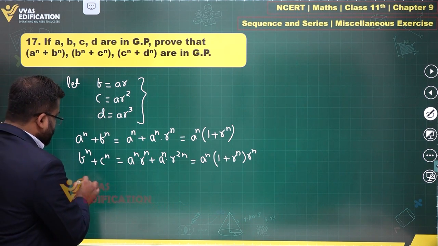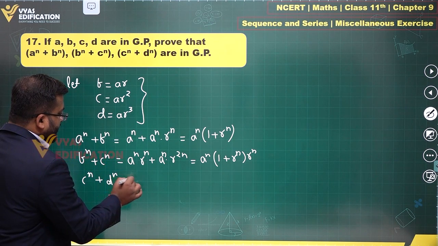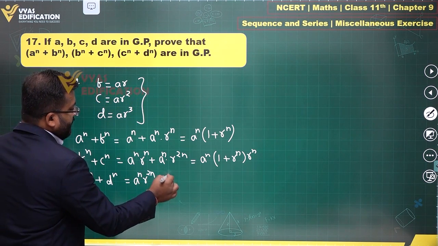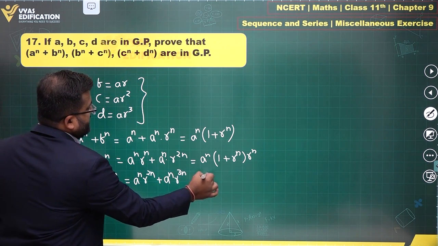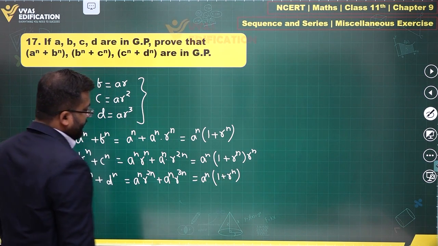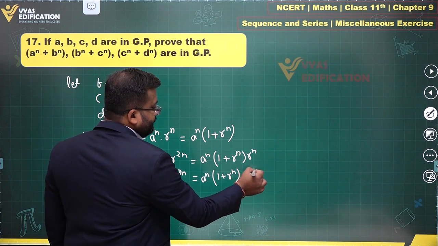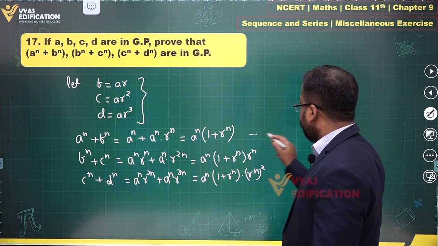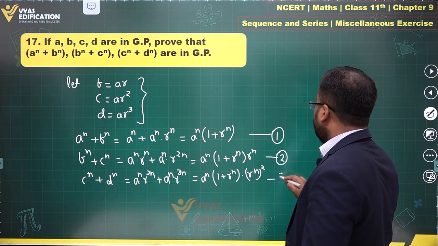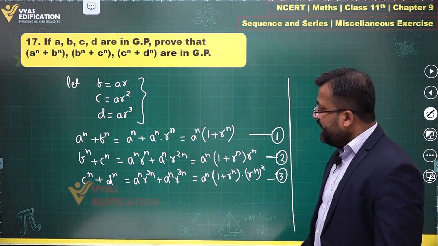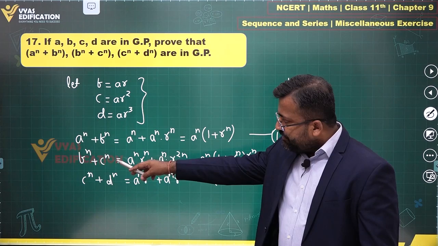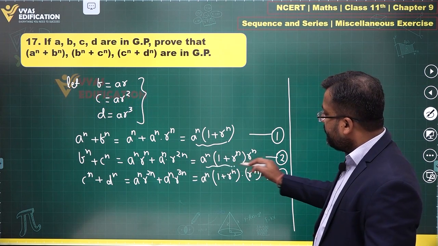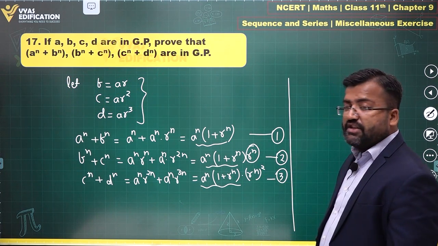Yes. C^n + D^n can again be written as A^n R^(2n) plus D^n will be A^n R^(3n), which can be written as A^n (1 + R^n), and you can take out R^(2n) common from here, which is (R^n)². And from these three expressions, from 1, 2 and 3, do you realize that A^n + B^n, B^n + C^n, C^n + D^n are in GP with common ratio R^n, as you can see over here.